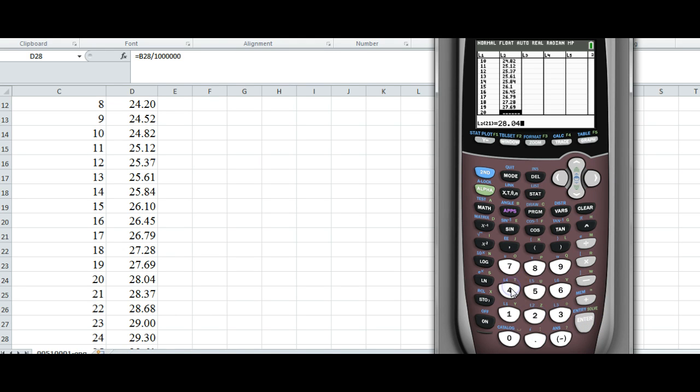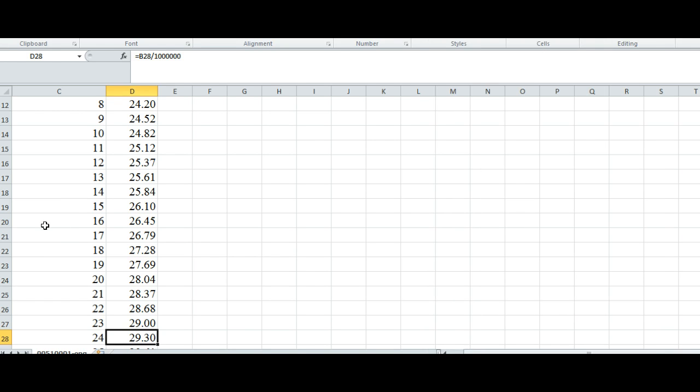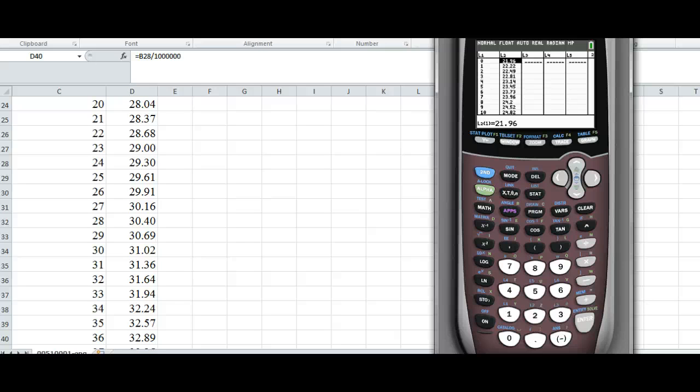28.04, 28.37. Almost halfway there. Hey, real data is painful. There's no fake data here. All right, so scroll up. Whoops, how did that end up back at the top? All right, there we go.